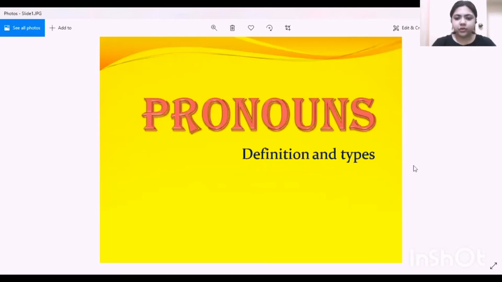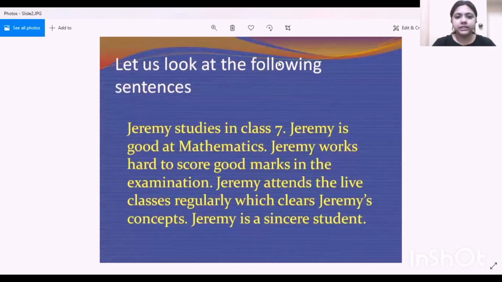So the chapter is pronouns, definition, and types. Now, before starting with the chapter or looking at its definition, first let us observe these sentences given on the screen. Let us read it out. Jeremy studies in class 7. Jeremy is good at mathematics. Jeremy works hard to score good marks in the examination. Jeremy attends the live classes regularly, which clears Jeremy's concepts. Jeremy is a sincere student.